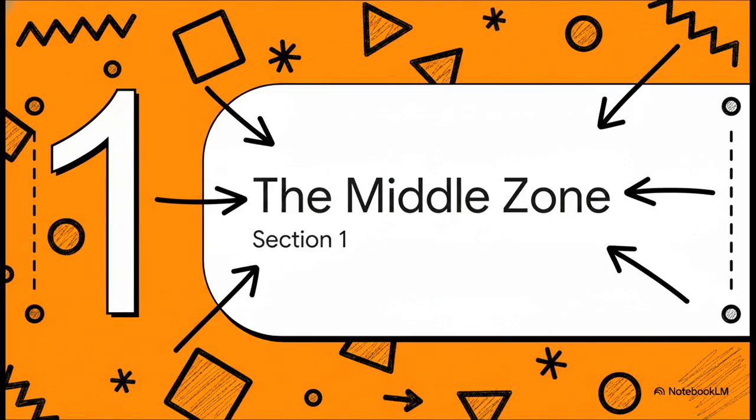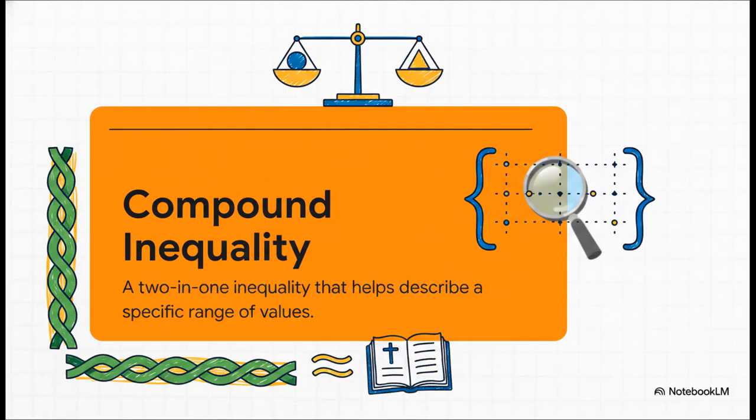Welcome to the middle zone. We're going to explore those mathematical spaces right in between the extremes. So what exactly is a compound inequality? Basically, it's a 2-in-1 inequality that helps us pin down a very specific range of values. So instead of just making a simple, open-ended statement like x is less than 10, we're bringing two distinct conditions together into one single package. It perfectly describes a middle ground, a specific zone where things are, well, contained and balanced.